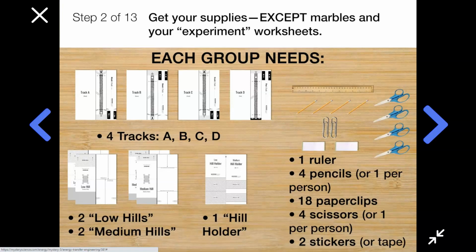Okay, get these supplies. Each person has a different track worksheet, so find yours. But just get these supplies for now. Don't start building yet. You'll get marbles and a second worksheet after you build your track. We'll show you how to get started in the next step.